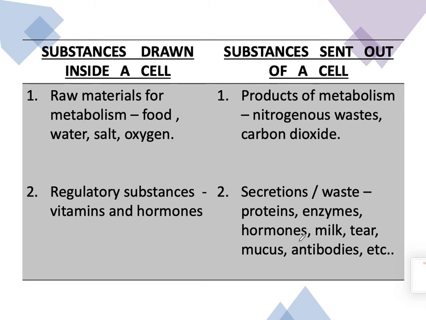Now we'll talk about what things can go inside a cell and what can go outside the cell, right? So the very first thing is, of course, we want certain metabolic processes to happen inside the cell. So we want all the raw material for the different types of metabolism to enter the cell. Like we want food to come in so that it can be broken down and digested. We always want water to come in.